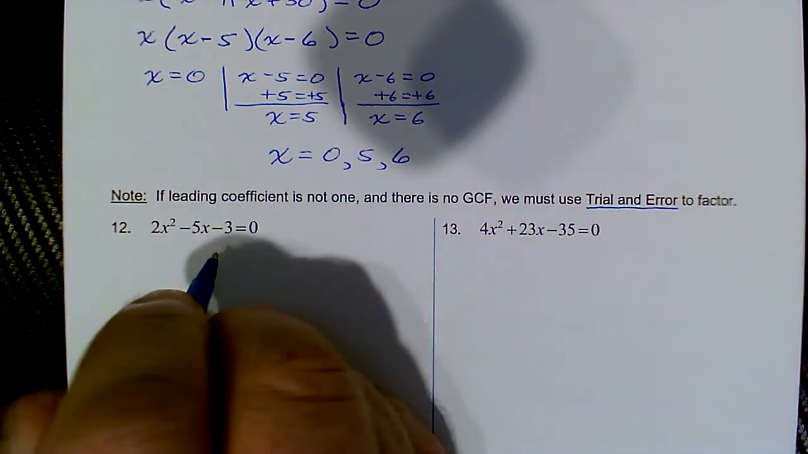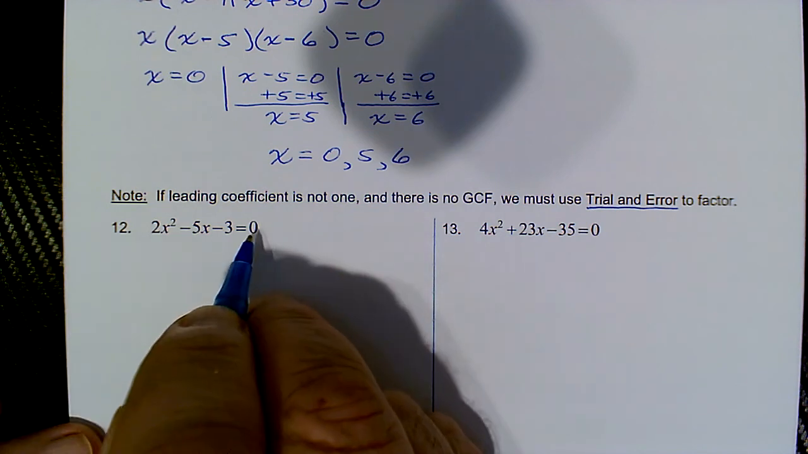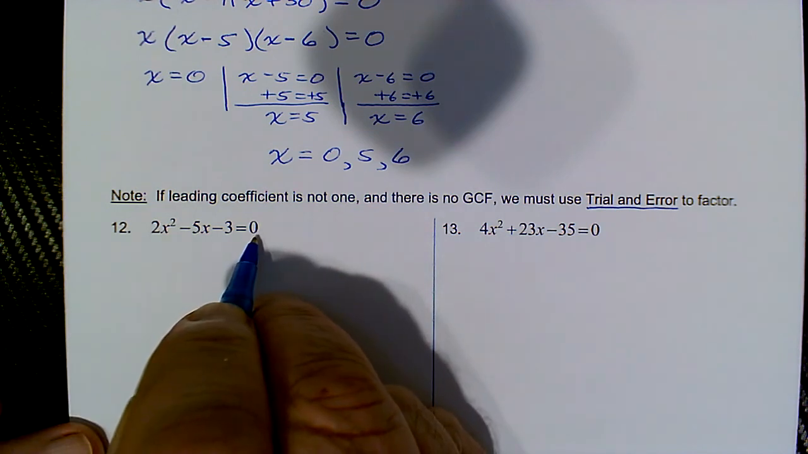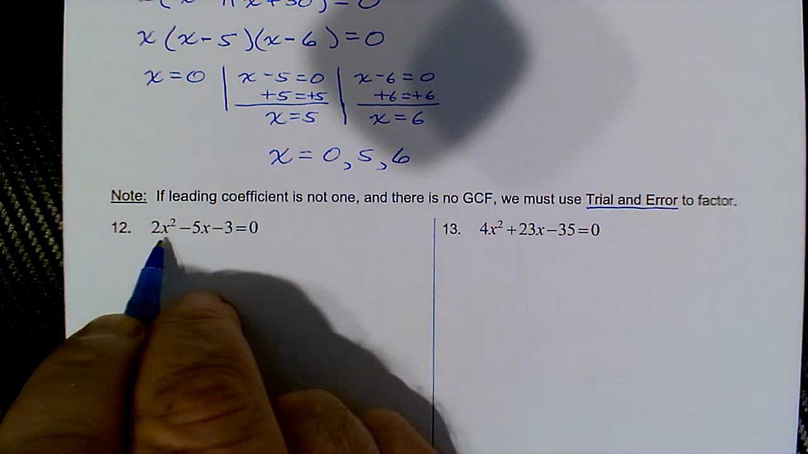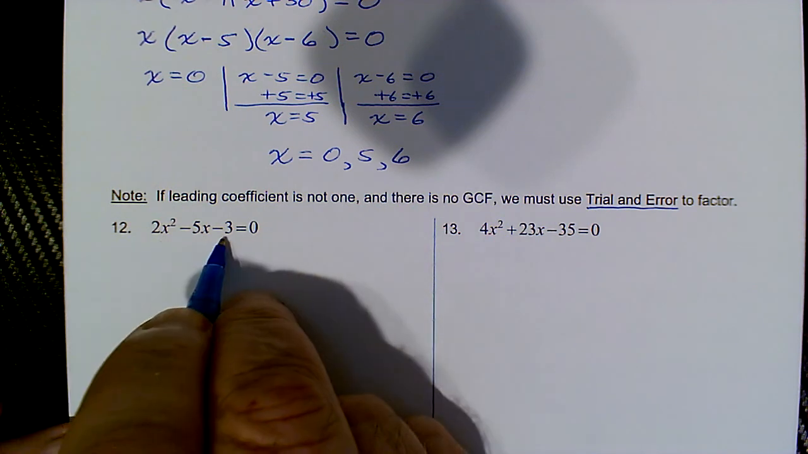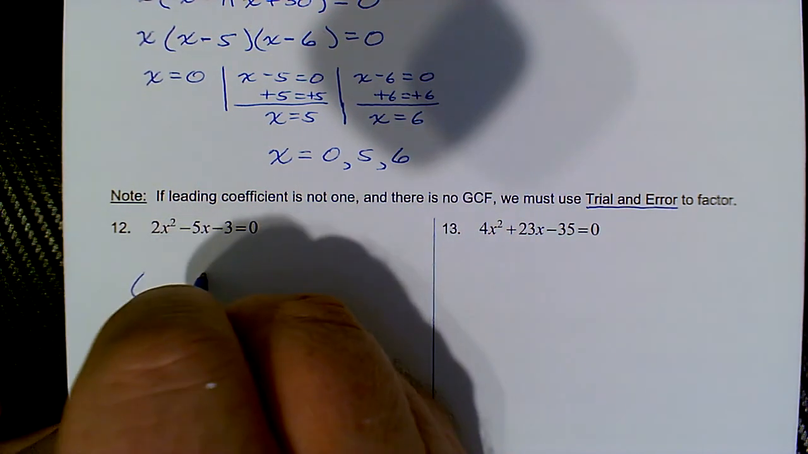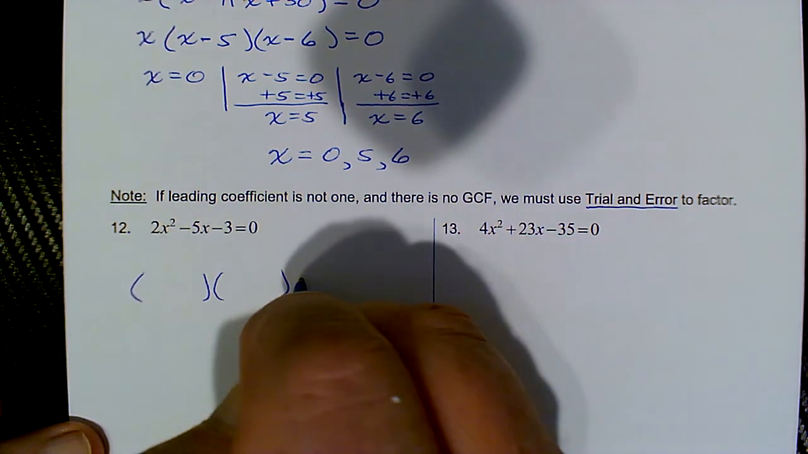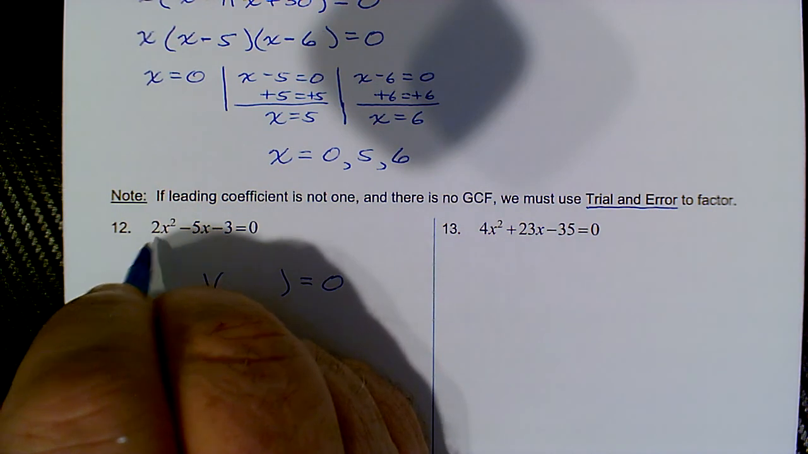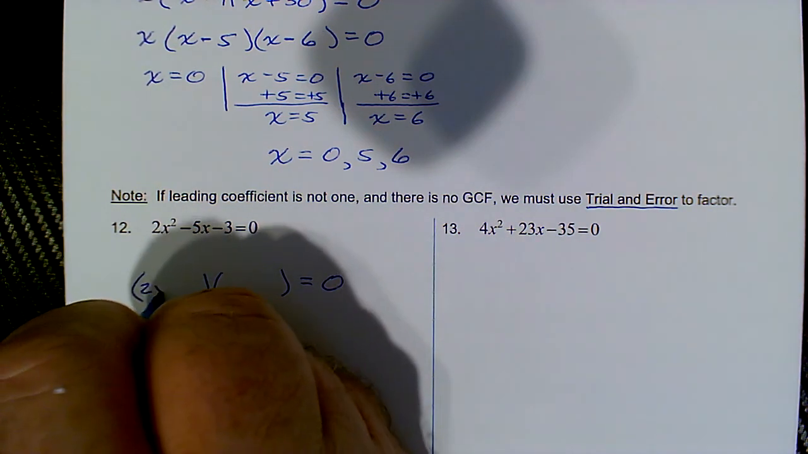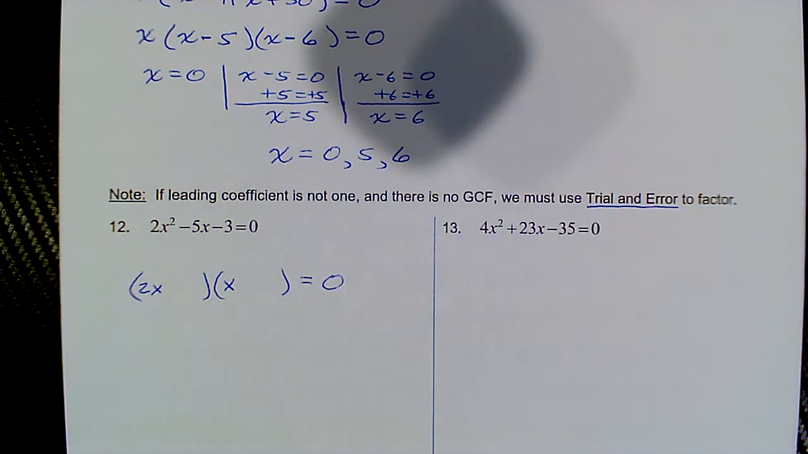So first note that it's quadratic because of the squared term. Secondly, it is in standard form because it's set equal to 0. And thirdly, that there is no common factor and the leading coefficient is not 1. So when we set this up for the factorization, we have to force the first terms to give us 2x squared. So it's no longer just x and x, it's going to have to be a 2x and an x. Let me pull out some scrap paper for this.